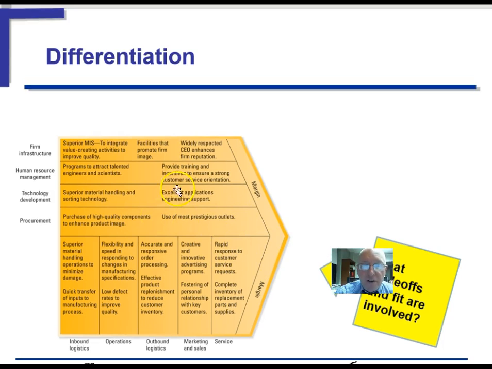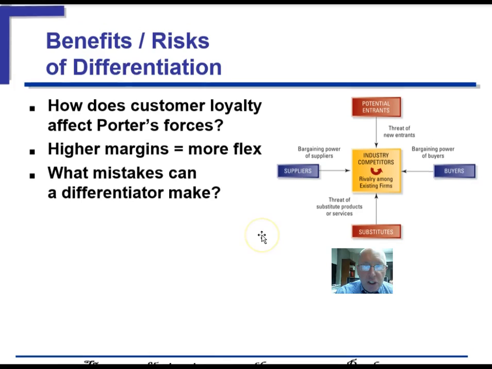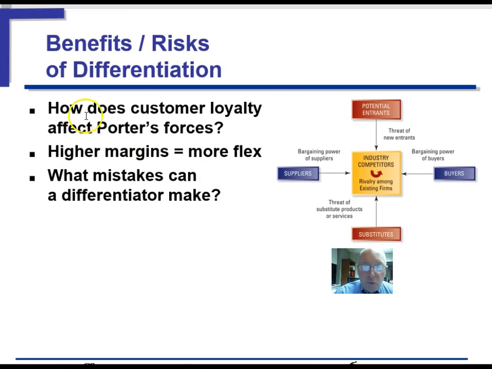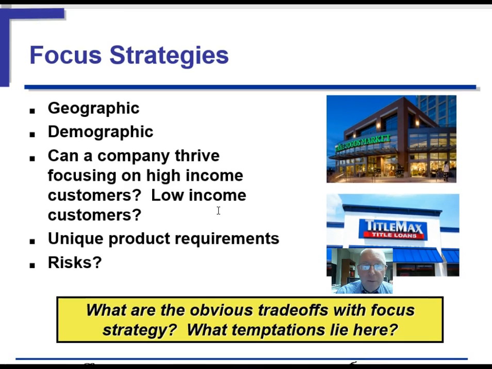Again, understand the value chain trade-offs and what sorts of value chain activities might be emphasized more in a differentiation strategy. Once again, understand how these forces work with a differentiation strategy, and understand that the key is often the high loyalty, which gives them power against buyers because they prefer it, power against suppliers because they can absorb price increases, all those sorts of things. Also, what mistakes can a differentiator make?